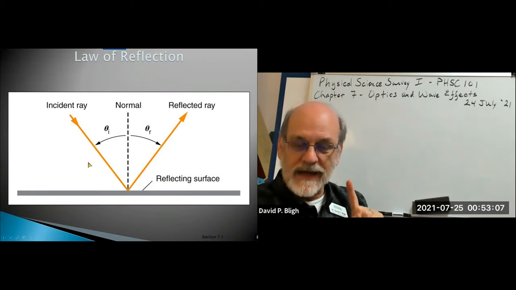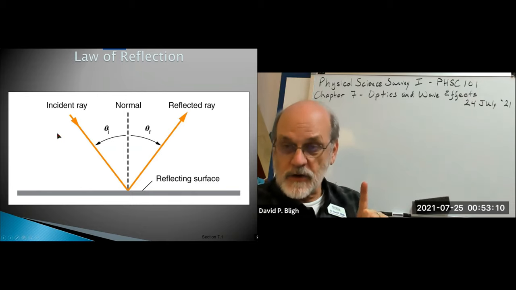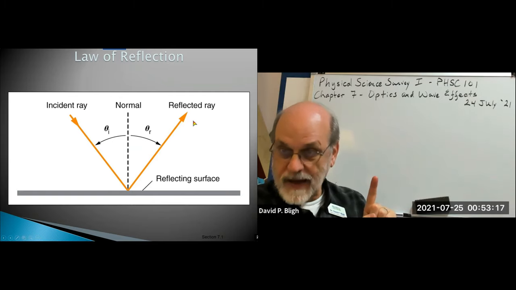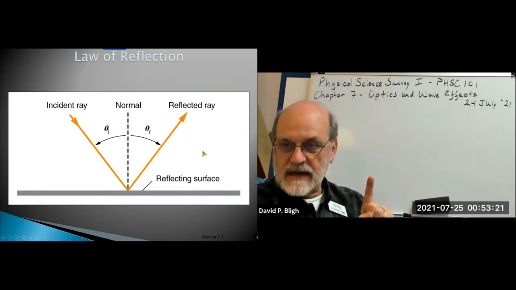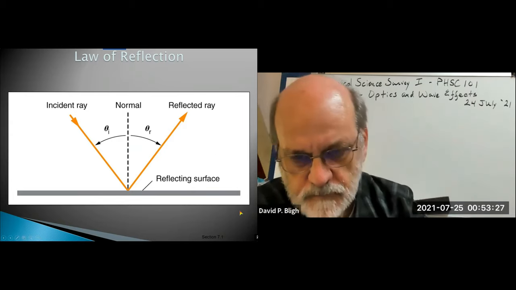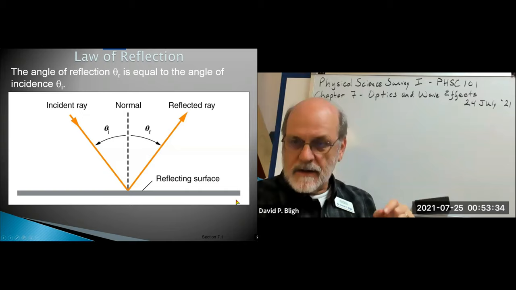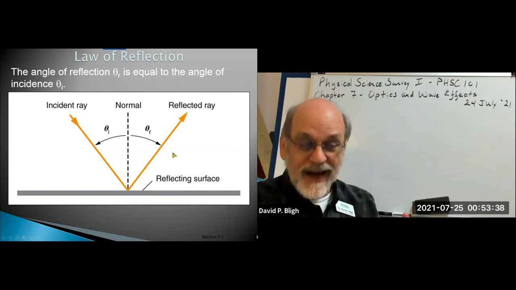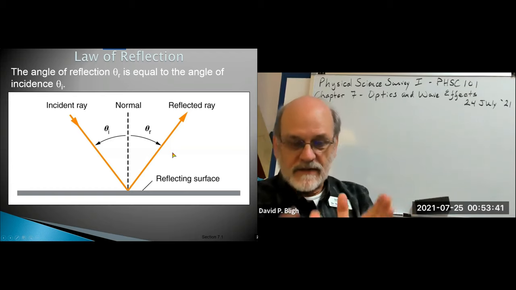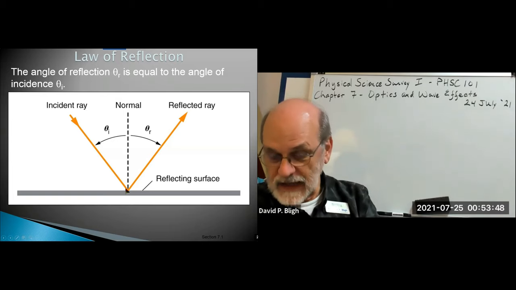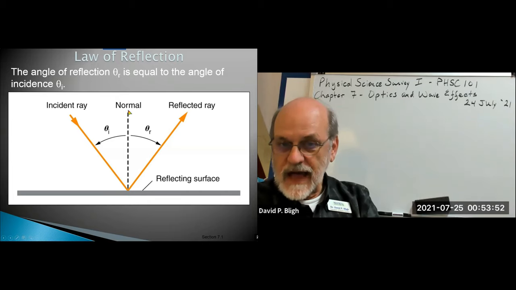Okay, if we have just one light ray approaching a specular surface, a smooth surface, and it strikes the surface, then it will bounce in a predictable fashion. And that obeys the law of reflection. The law of reflection simply says that the angle of reflection equals the angle of incidence. But as with all angles, you need to define the two lines that trap the angle. In this case, the light ray gives you one line, and a line that's perpendicular to the surface is the other line. We call it the normal.